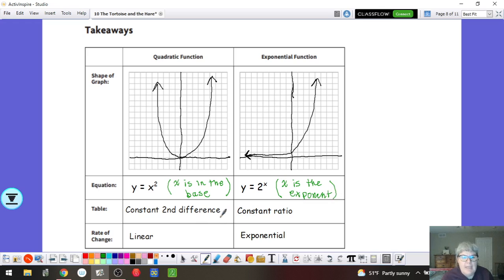When it comes to a table, we've seen more than once that for a quadratic the second difference is constant, whereas with an exponential function, we have a constant ratio. We have a constant multiplier. So like with the tortoise, we kept multiplying by 2.